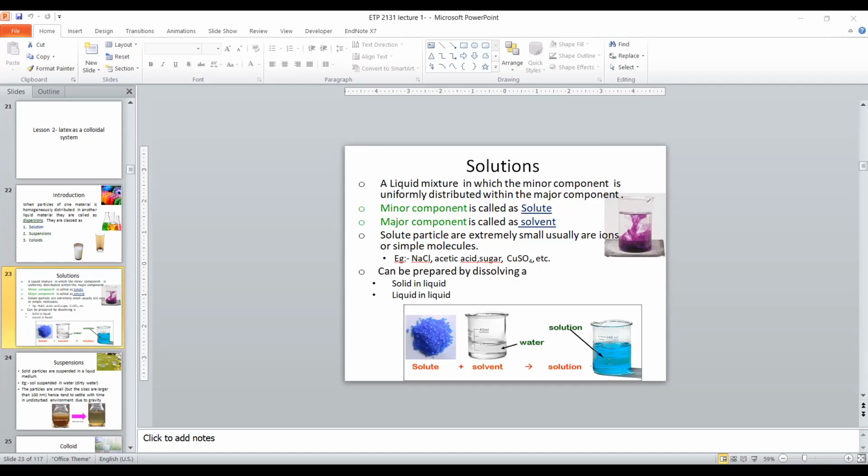Now, in the case of colloids, it is in the particle form. So it is not going to disintegrate into its ion or molecule, but remains as a particle itself. So now I will be giving you the definition of solutions. That is a liquid mixture in which the minor component is uniformly distributed within the major component. Now you have to remember these words.